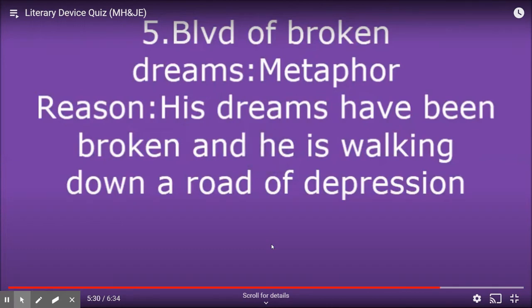Okay, so for this answer, I would have accepted metaphor or personification. For that reason, the example that they give you about how it's a metaphor is that he's walking down a boulevard of broken dreams. So his dreams have been broken and he's walking down a road of depression. I also would have accepted personification because he's talking about the city sleeping, and sleeping is not something that a city can do. It's giving a human-like quality to a non-human object.